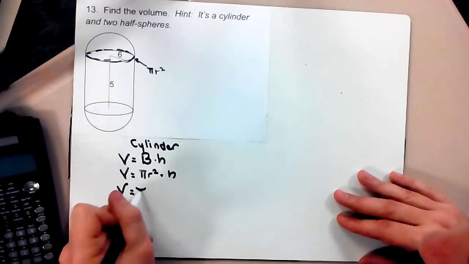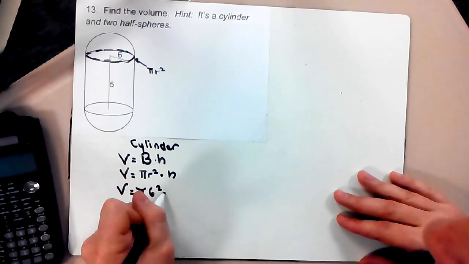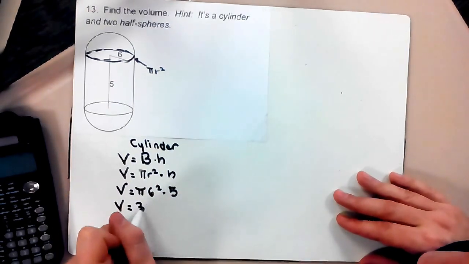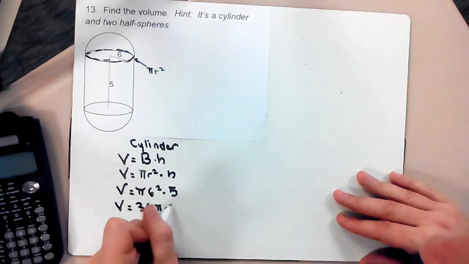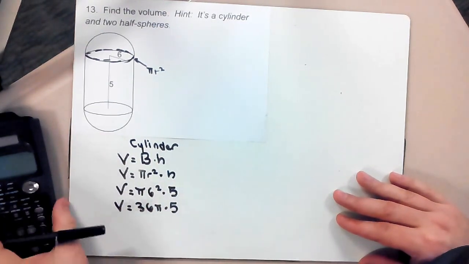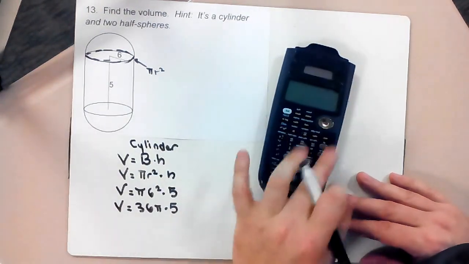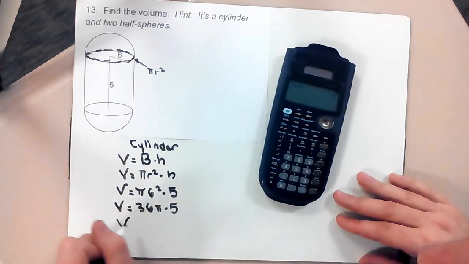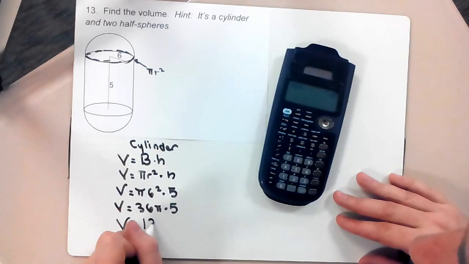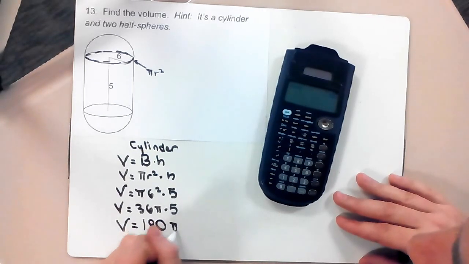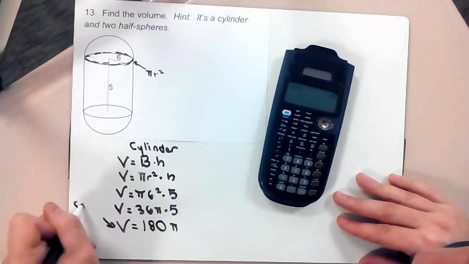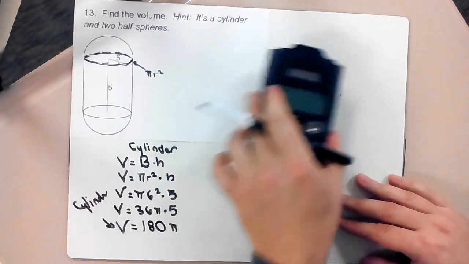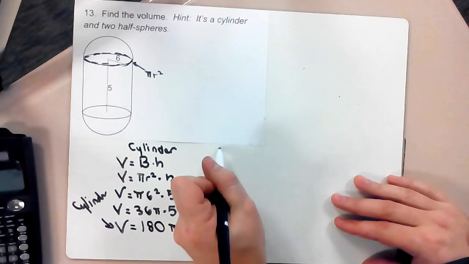V equals pi 6 squared times 5. V equals 36 pi times 5. Let's see what 36 times 5 is. 180. 36 times 5 is 180. V equals 180 pi. This is the volume of the cylinder. I did not find the volume of the sphere yet. I'm going to do that now. So the sphere.